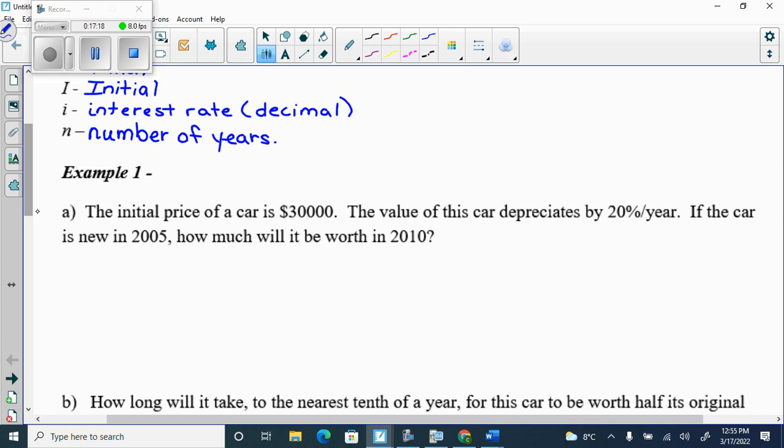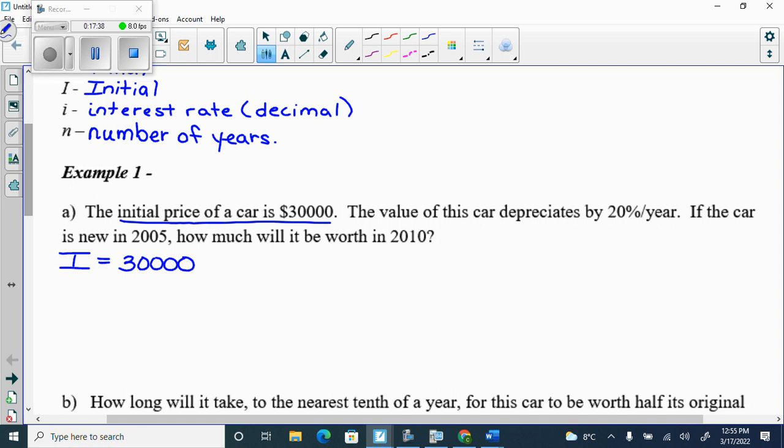So we know the initial price, so we always write our knowns out. If you do that, it'll help you out. The initial price is $30,000. So which of those variables is it? Yeah, the capital I. Capital I is 30,000 because that's our initial.